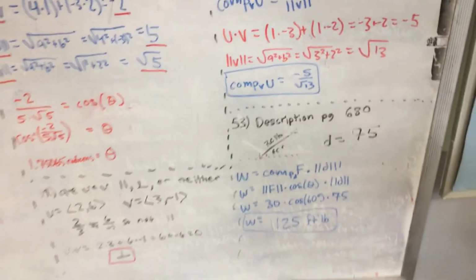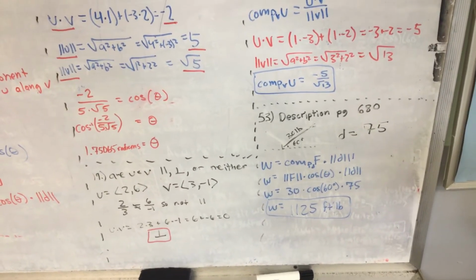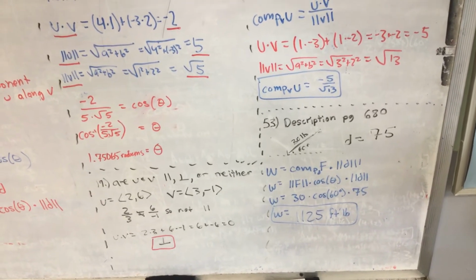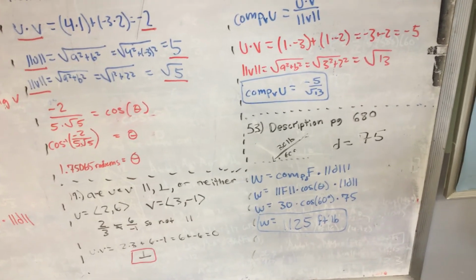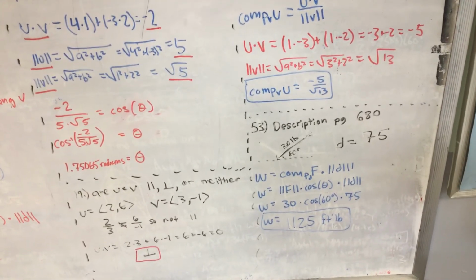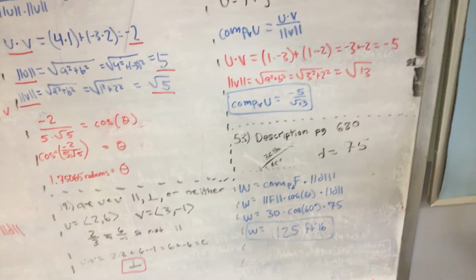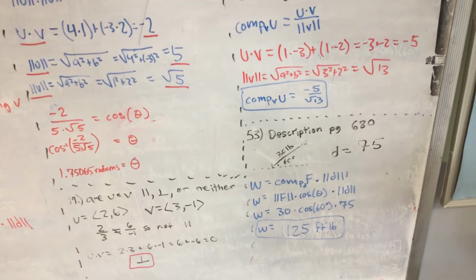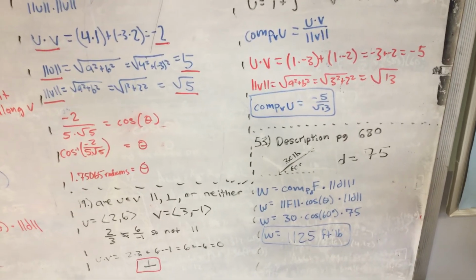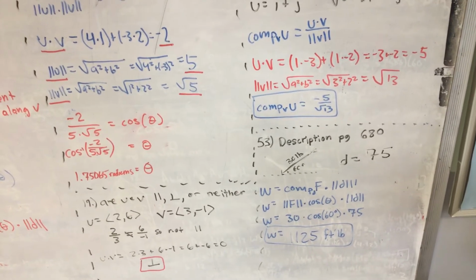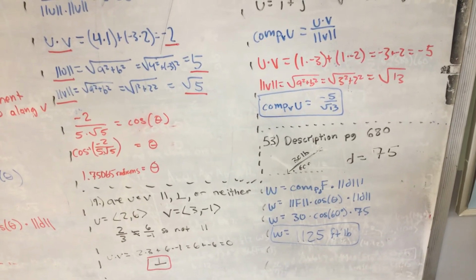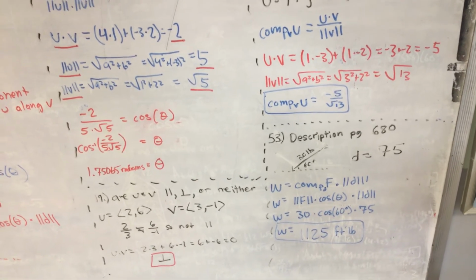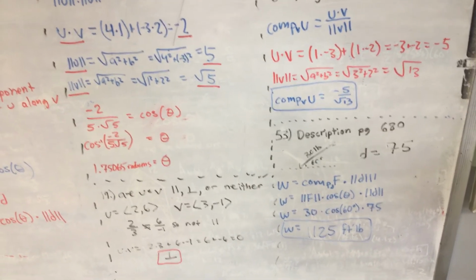So we take advantage of this for question number 53 in the book. You can read the description on page 680. It's a woman pushing a lawnmower at an angle of 60 degrees with the horizontal, and she's pushing with 30 pounds. We're trying to find the work that she does when she pushes at a distance of 75 feet. So we're going to need to find the component of the force that goes in our direction of travel. In other words, we're finding the horizontal direction of the force applied, because that will determine the amount of work she's actually doing.